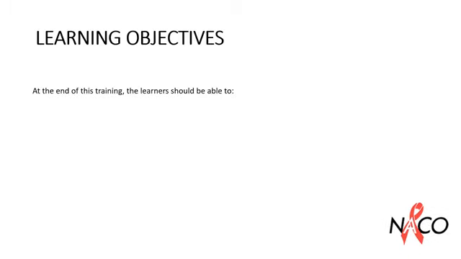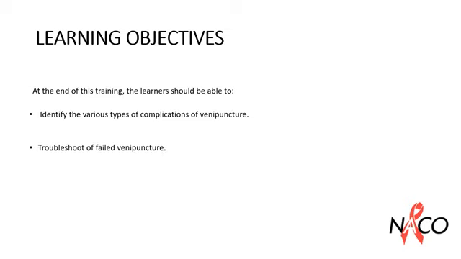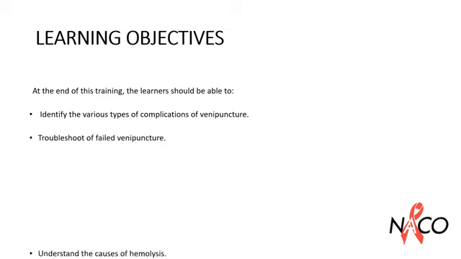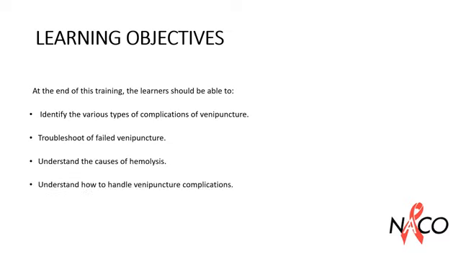Chapter: Sample Collection. Topic: Complications of venipuncture. At the end of this training, the learner should be able to identify the various types of complications of venipuncture, troubleshoot failed venipuncture, understand the various causes of hemolysis of samples, and understand how to handle venipuncture complications.